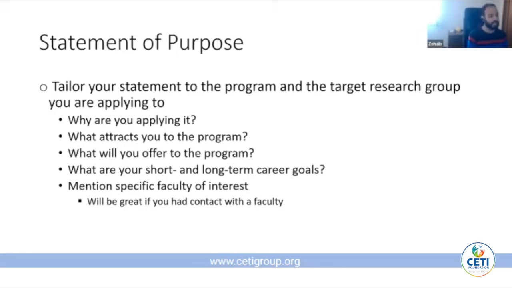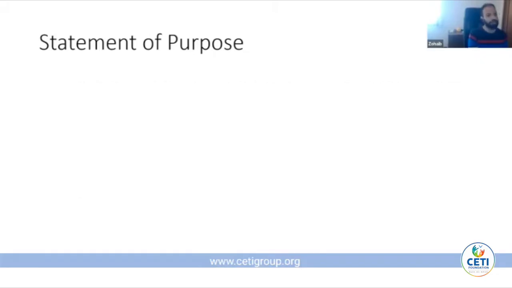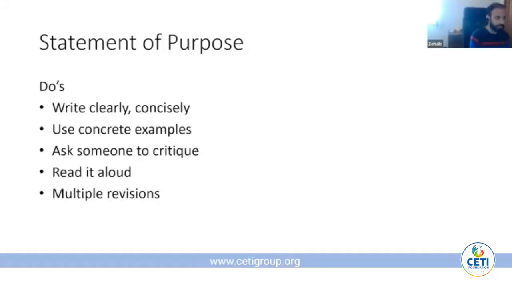And I would say that mentors over here can always help in proofreading this statement of purpose. So feel free to contact me if someone is interested in applying. I can always proofread, or you can ask your mentors to do the proofreading. We are always there for helping everyone who is interested in applying. Some of the do's and don'ts for the statement of purpose: write clearly and concisely and use concrete examples. And you should ask someone to critique it and read it aloud, with multiple revisions.